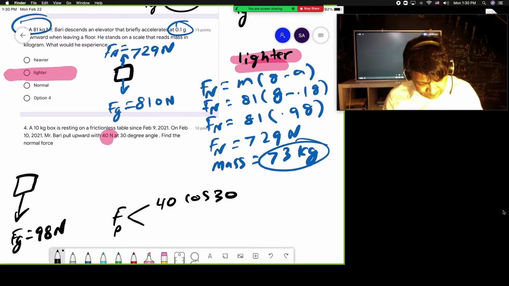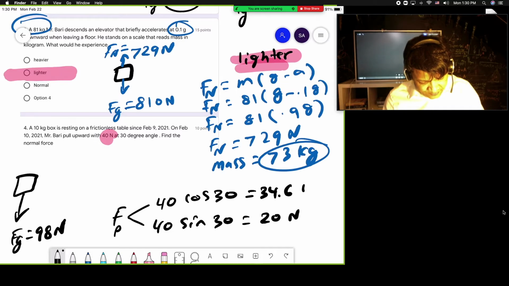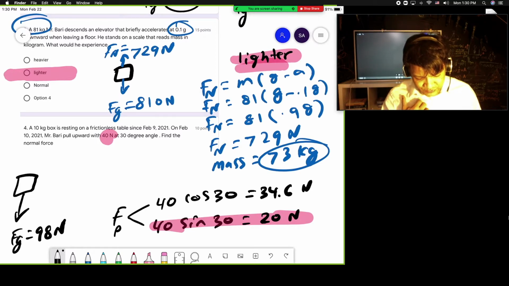40 cosine 30 and 40 sine 30. 40 sine 30 is 20 Newton, so this one is contributing to the normal force. So the normal force is 98 minus 20, which is 78 Newton.